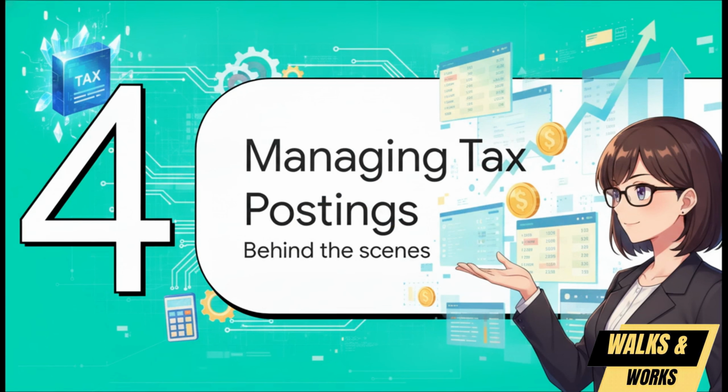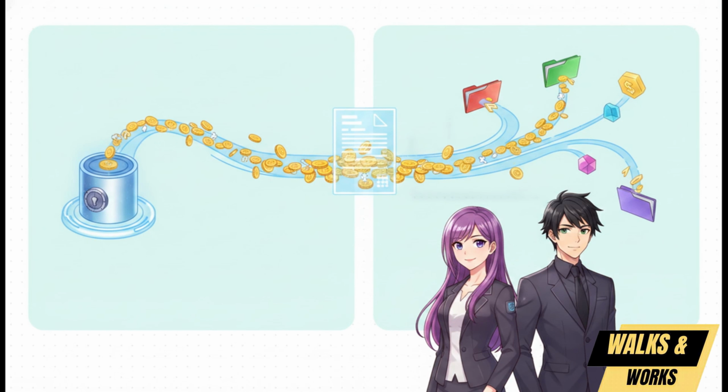All right, Section 4, Managing Tax Postings. So the math is done. What happens next? The software seamlessly takes over the heavy lifting behind the scenes to automate the postings, which is a total lifesaver for reducing human error. It usually does this in one of two ways.